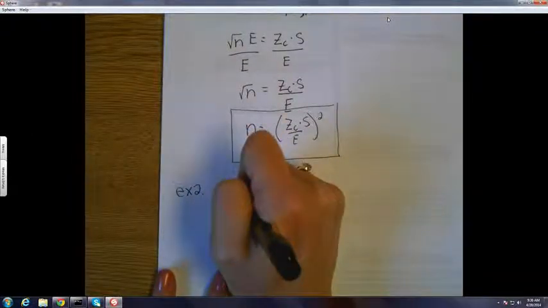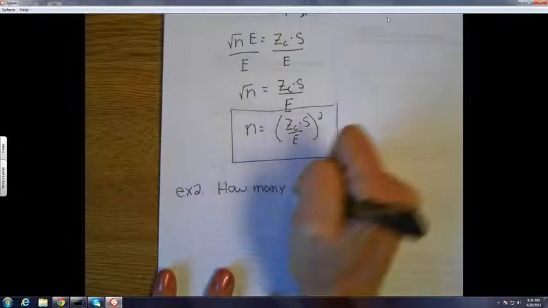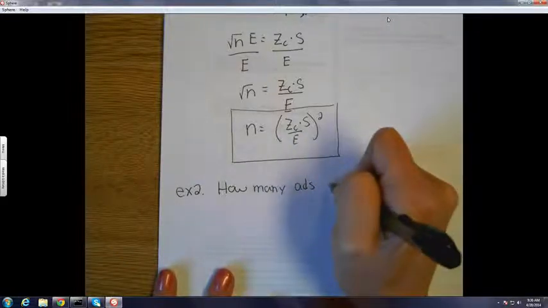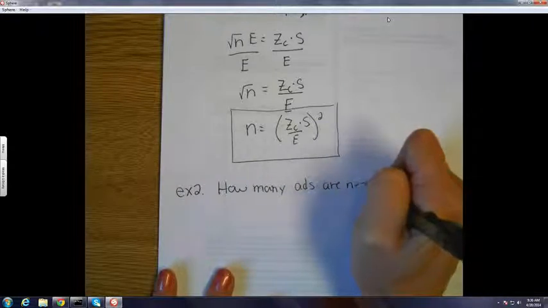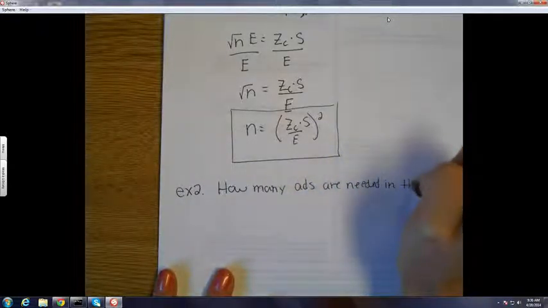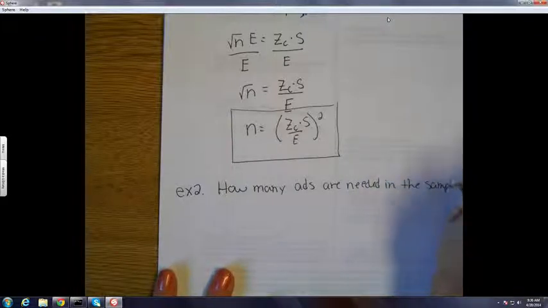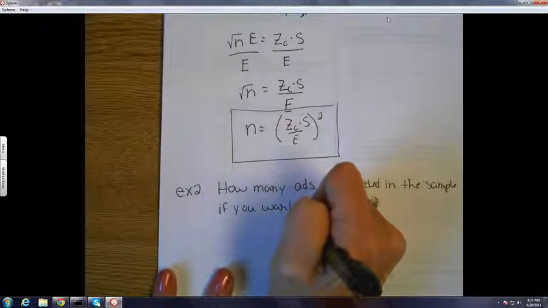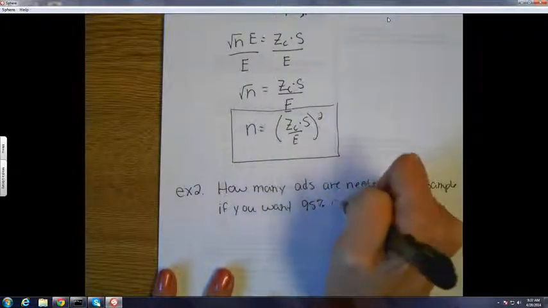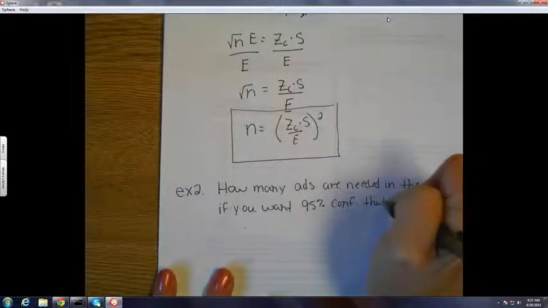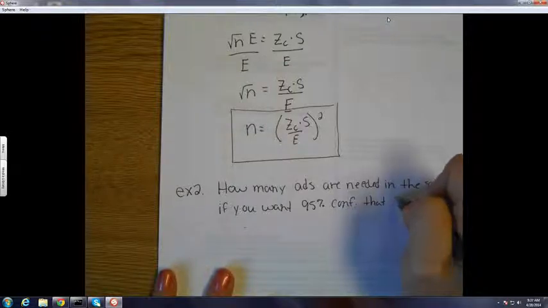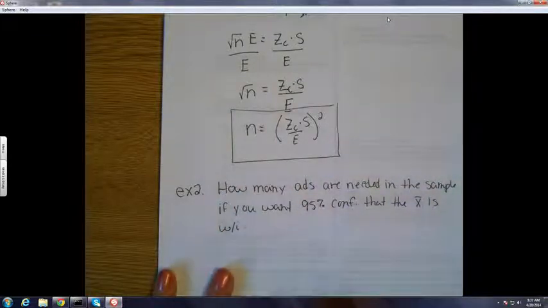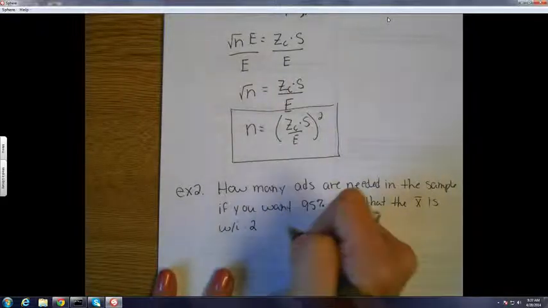How many magazines, how many advertisements, let's say ads, how many advertisements are needed in the sample if you want to be 95% confident that the sample mean is within 2 of the population mean.